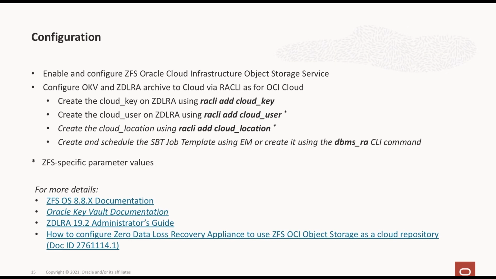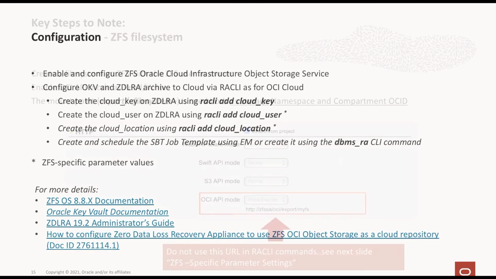For more details on this process, here I have the links to the ZFS documentation where it's explained how to set up the object storage service. The Oracle Key Vault documentation, in case you need more information on Key Vault, but the basic things needed to use it with ZDLRA are also documented in the ZDLRA admin guide, which is linked here. And then there is an MOS note, that is this one, that goes into more details on the things that I'm going to explain in a moment. But you will find all the details on this process with a lot more information.